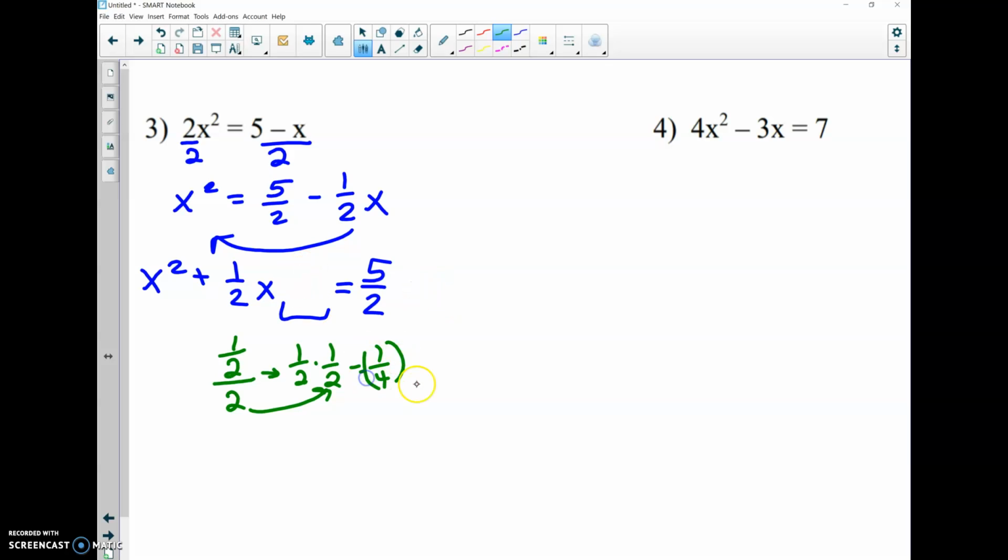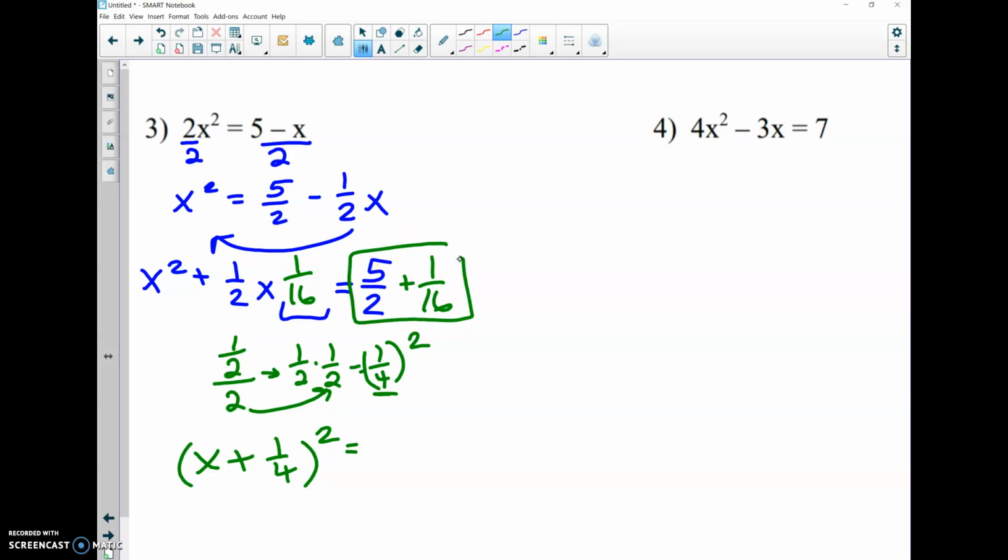So that is b divided by 2 squared, so 1/16. This b divided by 2, 1/4, is what is your second piece of your binomial. Go ahead and combine these two fractions. We need a common denominator. So 2 times 8 is 16, so 5 times 8, so 40. 16ths plus 1/16, so 41/16.